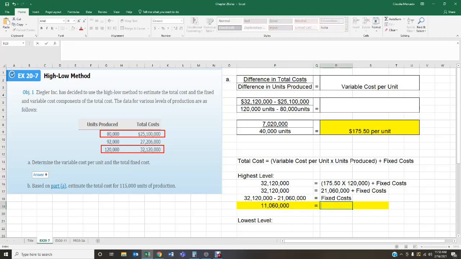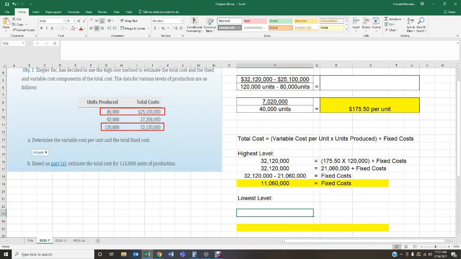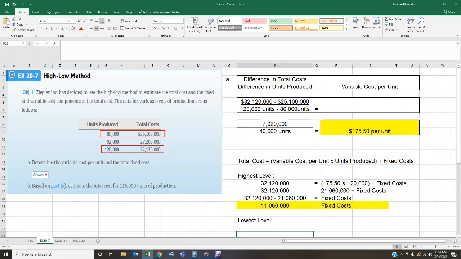That is equal to your fixed costs. Okay, so this is how we solved for it. We got the total cost of 32,120,000. We got our variable cost per unit, which we had calculated at 175.50, times your units produced of 120,000, plus your fixed cost. And we're solving for the fixed cost component. So once we did that, we got 32,120,000 equals 21,060,000 plus my fixed cost.